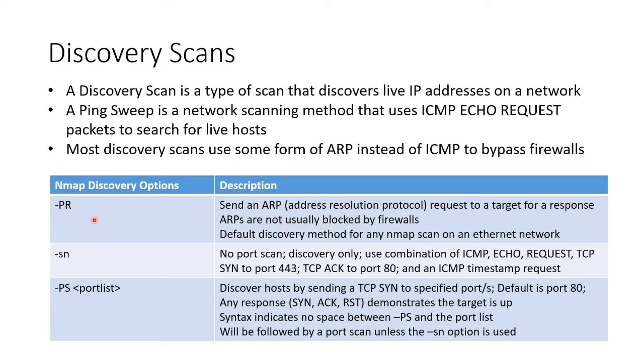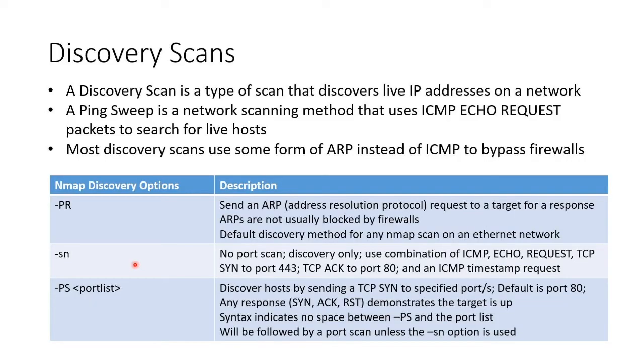If you say -sn, you say no port scan, just discovery. Because even if you say discovery, without the -sn, it will then try to scan the 1,000 most popular ports. So you can say, just save time, I only want to do discovery. So you can do it with ICMP echo. You can actually do a TCP SYN scan to port 443, a TCP ACK scan to port 80, and even ICMP timestamp requests.